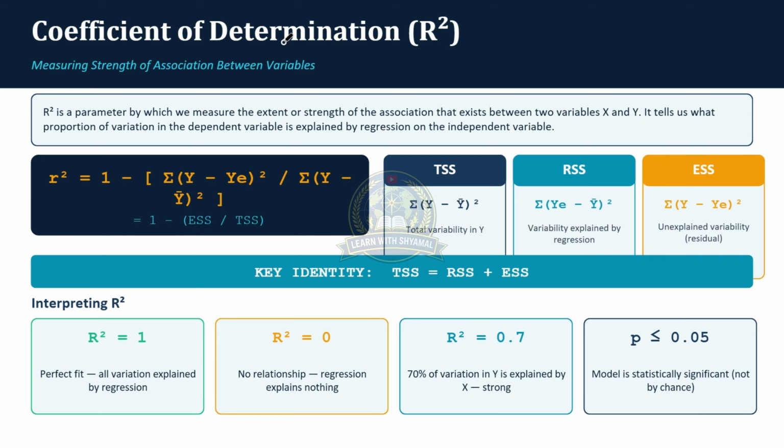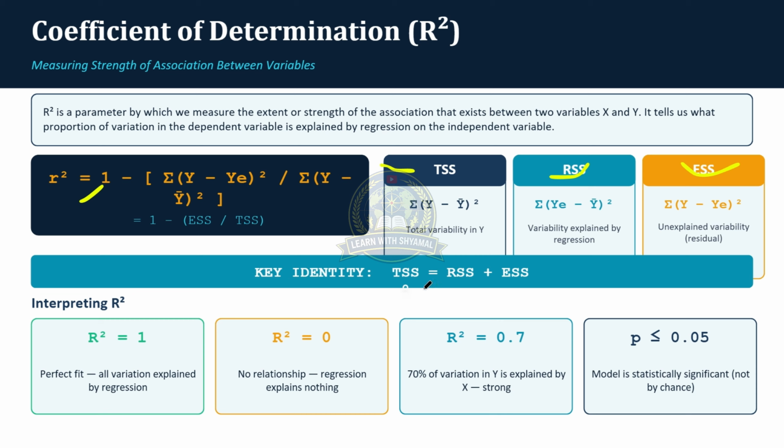Okay, coefficient of determination, R square, measuring the extent of association between variables. R square is a parameter by which we measure the strength of the association that exists between two variables x and y. It tells us what proportion of variation in the dependent variable is explained by regression on the independent variable. This is the formula: TSS, RSS, and ESS.